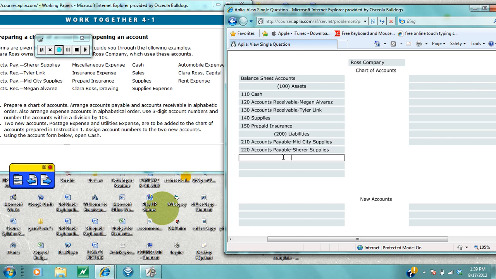Okay, and then your next division is owner's equity. We have a capital account. And we have the drawing account. Okay, accounting equation, see that? Balance sheet accounts, accounting equation, assets, liabilities, owner's equity. Over here, you have what's called income statement accounts. You start with your revenue.